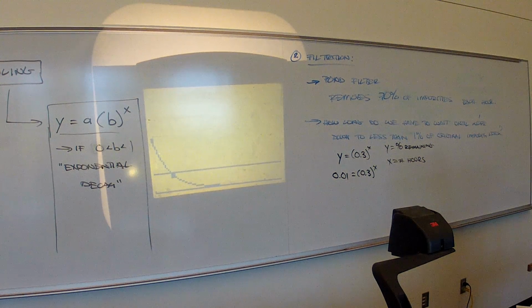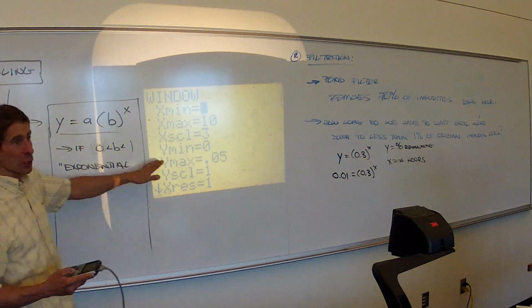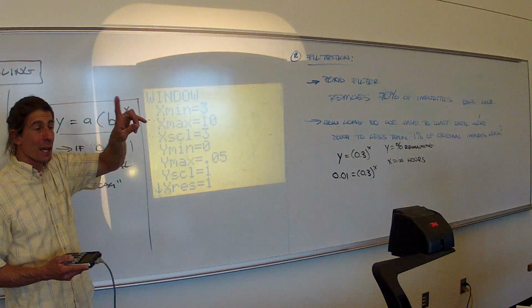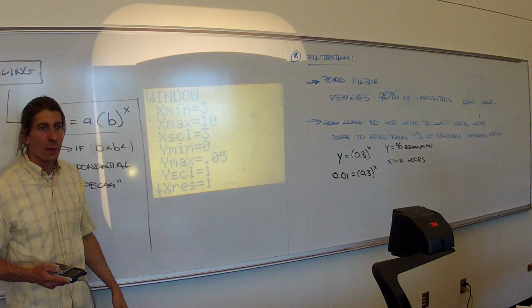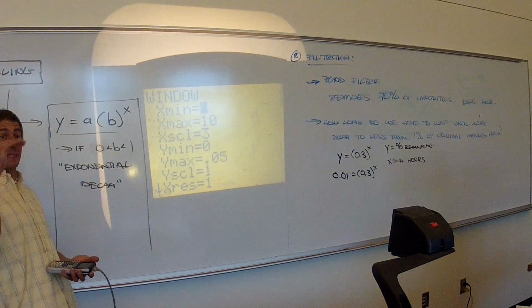Go ahead, Cheryl. Can you go back to window again? Of course. See what you have there. I just set it from 3 to 10. So 3 hours after we started and 10 hours. And then Sydney had a great idea. Because we're looking for 1% on the y's, we just go from 0 to 0.05. 1%'s between there. And the reason we like that is because it actually brings it up a little bit.